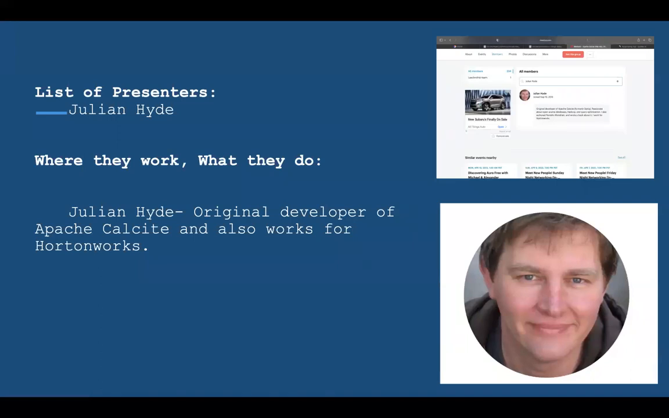So here is the presenters list. There is only one presenter for part one, which is Julian. I didn't get much information about him, but I got to know a little bit about where he works and what he does. Julian Hyde is an original developer of Apache Calcite and also works for Hortonworks.